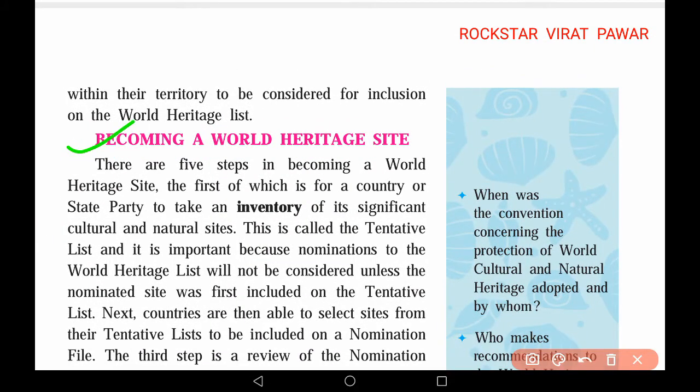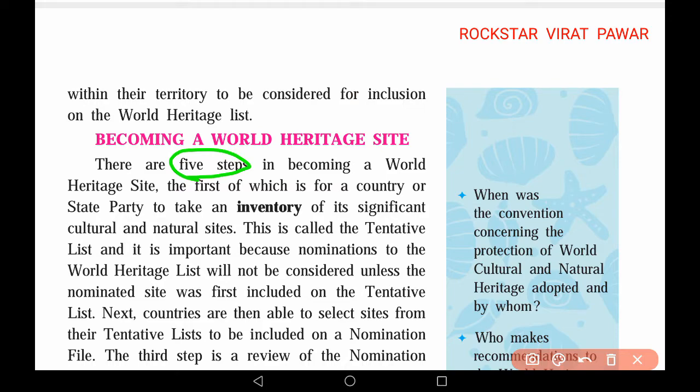Now see, how does a site become a World Heritage Site? There are 5 steps. We have given the 5 steps in becoming a World Heritage Site. If you want to apply for any site to be a World Heritage Site, you have to follow the 5 steps.